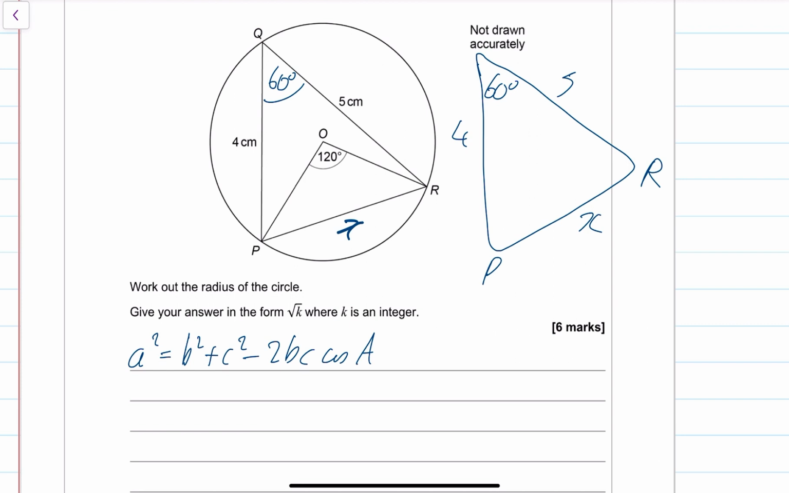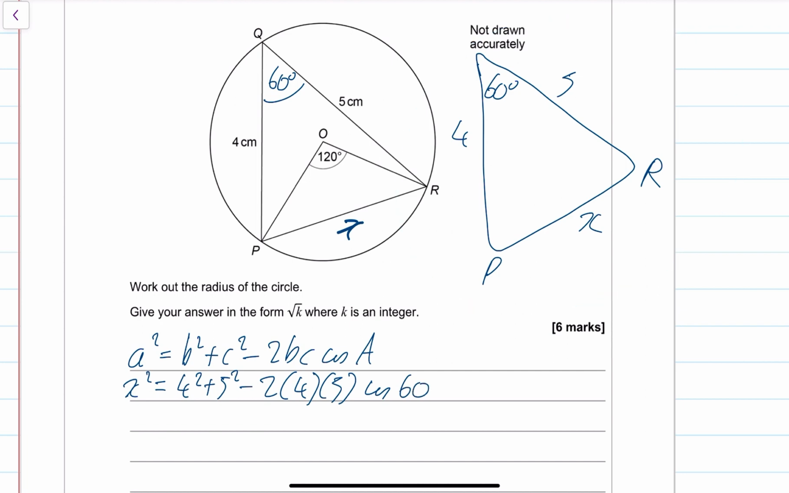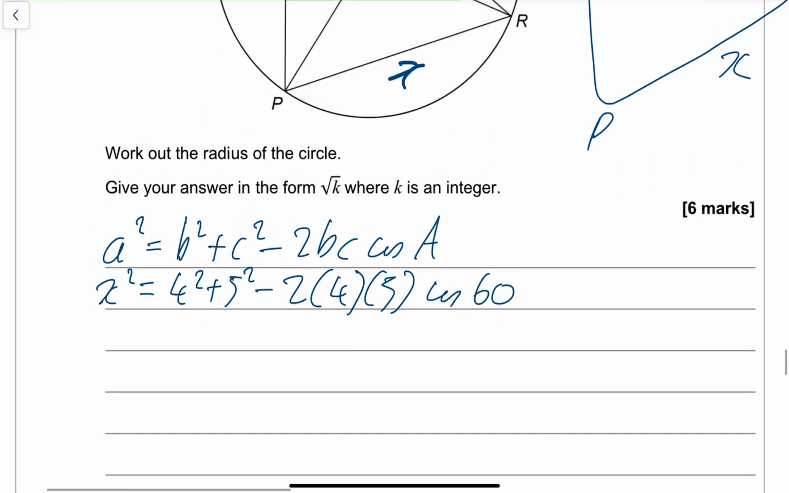Right. Okay, so you've got your x squared then is going to be equal to 4 squared plus 5 squared minus 2 times 4 times 5 times cos of 60 from this triangle up here. Okay, and then cos of 60, we did this earlier on, I think. Cos of 60, what is cos of 60? Cos of 60 is a half.